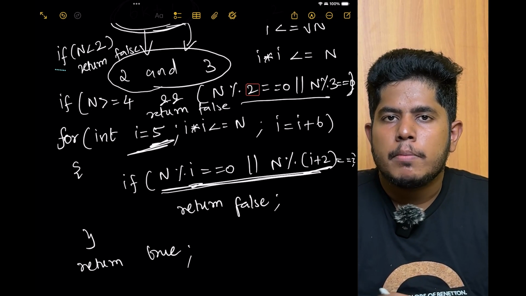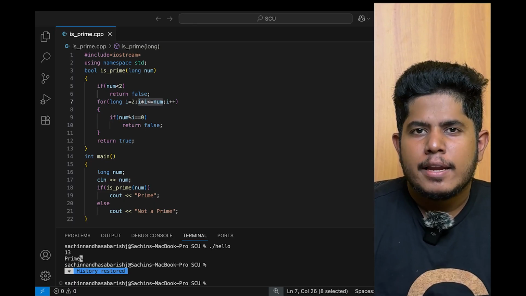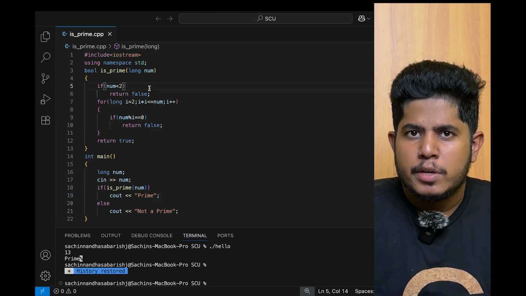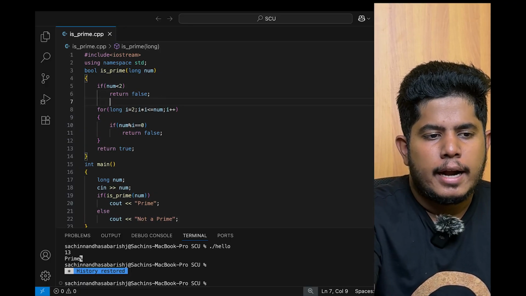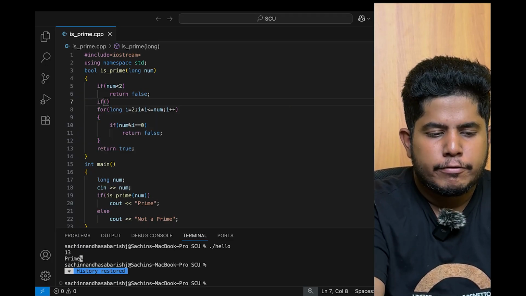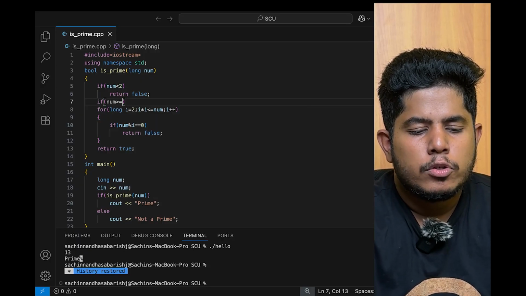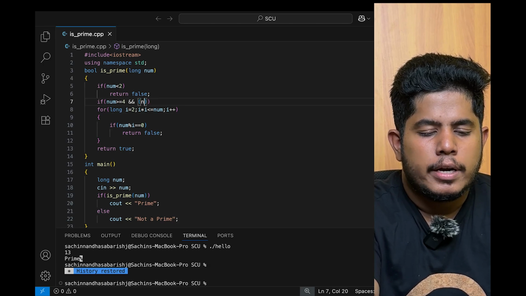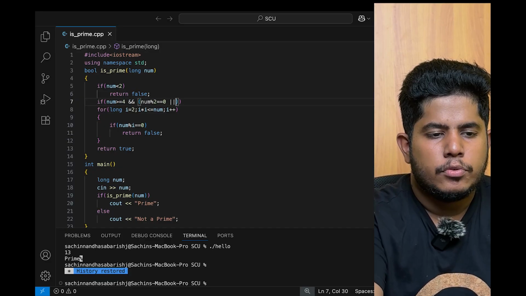And let's just jump into the implementation. We'll get to the IDE. As per the concept that we have discussed now, let's start implementing. We have the solution from the previous episode, and there are a few changes to it. The number one change is that before the loop, we have to check whether num is greater than or equal to 4, and at the same time num is divisible by 2 or divisible by 3.